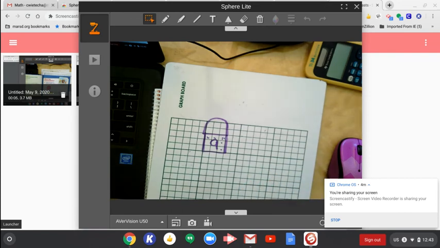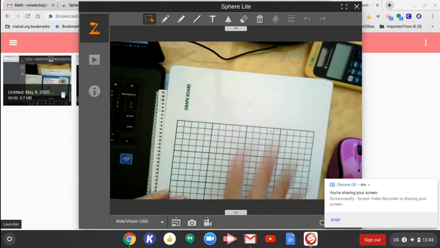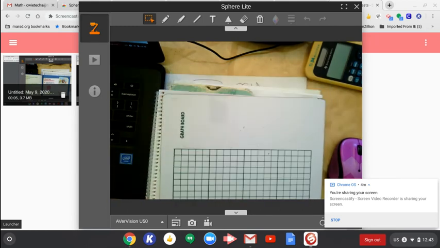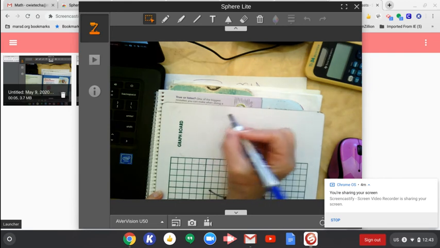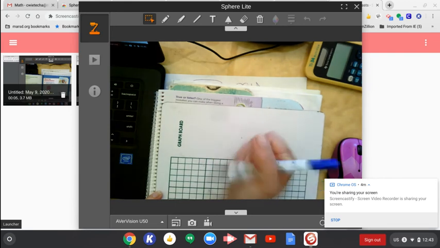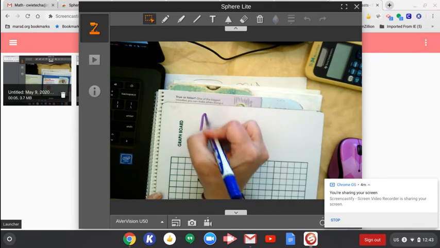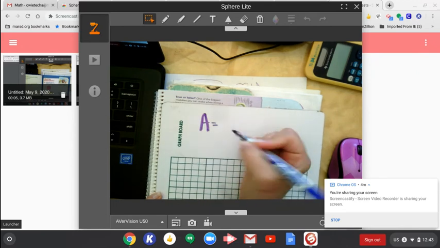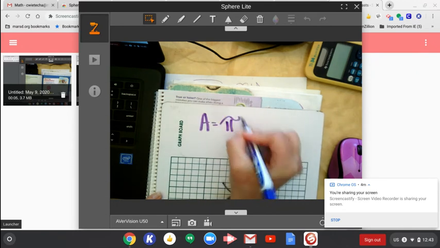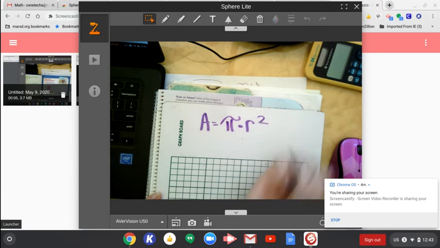So we need to go back to 7th grade, Miss Lambert, whoever you had there, and we're going to do the area of a circle. So let's review how to find the area of a circle. And then to find a semicircle, you just take half. Okay, so first of all, the formula is area equals pi times radius squared.